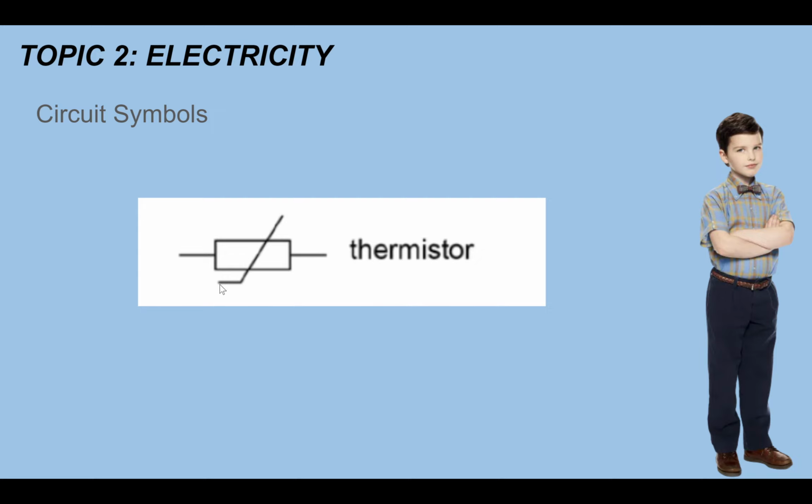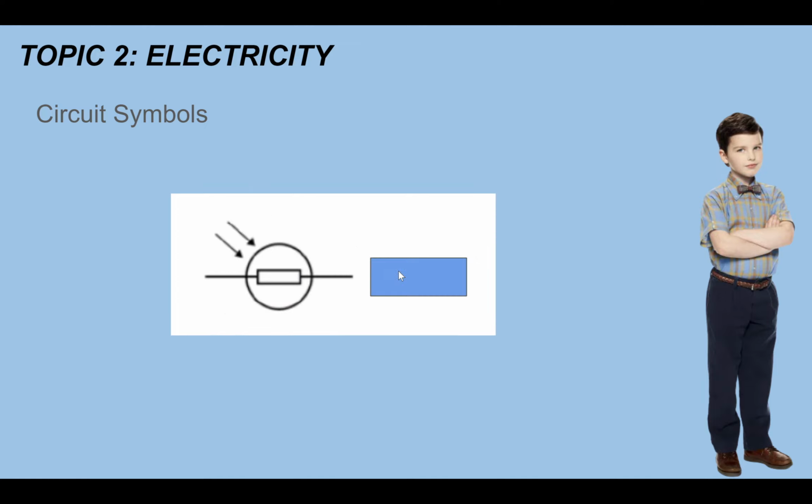Thermistor, of course, is a form of resistor. This is to indicate the thermistor. 1, 2. Light dependent resistor, LDR. See, that's the light going into it because it's dependent on the light.